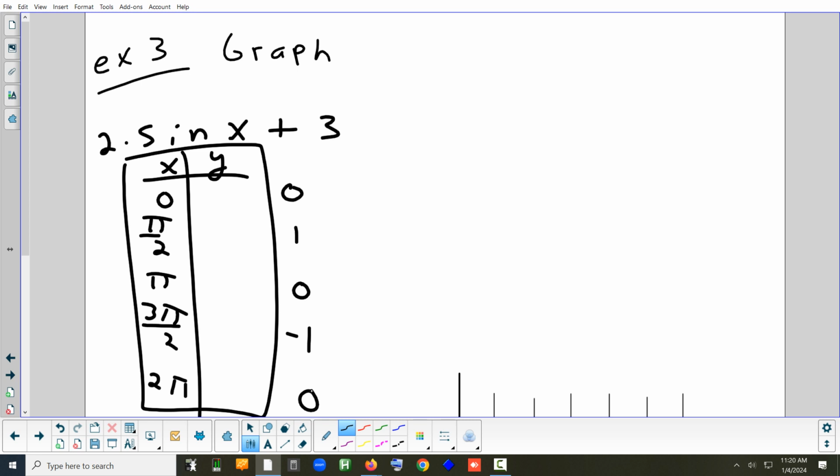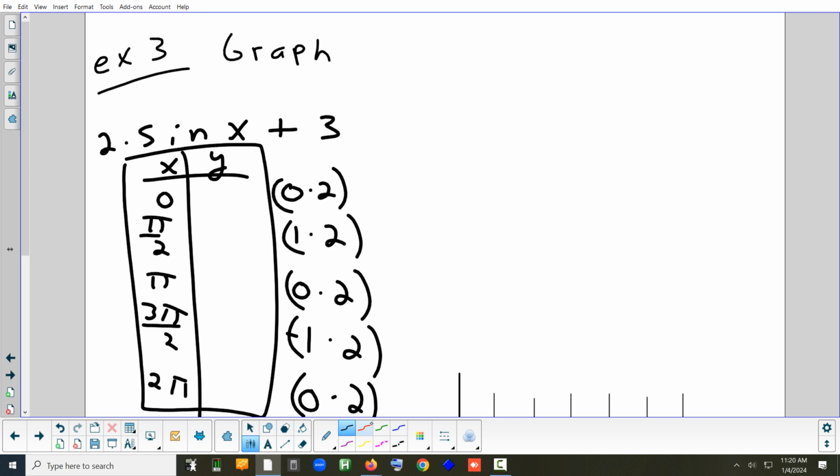And we need to do the stretch first. So what does that mean we need to do to the y values first? We have to multiply by 2 first. Alright, so we're going to first multiply them by 2. And then what do we do after? Then we add 3. I put the parentheses there to clarify what we're doing first.